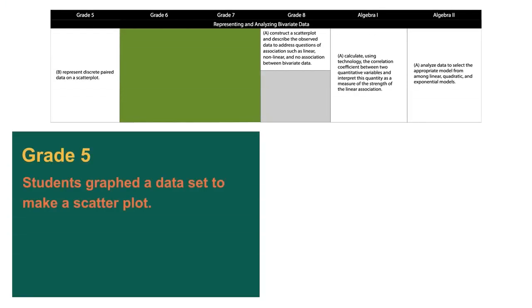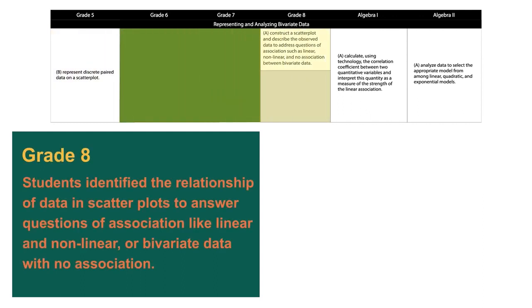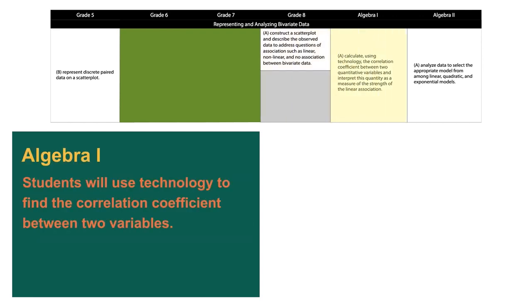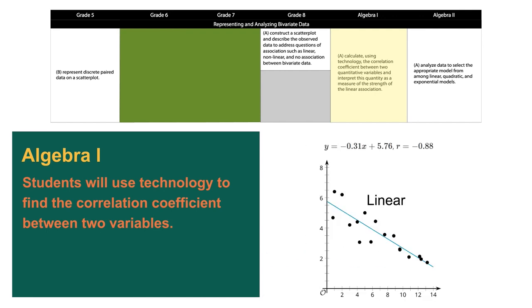Starting in 5th grade, students built their skills for calculating and interpreting the correlation coefficient of a dataset for Algebra 1, Standard 4a. Students graphed datasets on the coordinate plane to create a scatterplot. By 8th grade, they constructed scatterplots using bivariate data and described their relationship as linear, nonlinear, or no association. In Algebra 1, students will use technology and the scatterplot of a dataset to determine the correlation coefficient between two variables and the strength of their linear association.